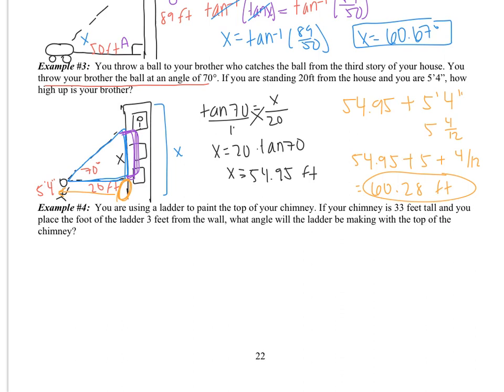Okay, you should have gotten an answer of 5.19 degrees. If you did not get that, then you got the answer wrong. The question was, what angle will the ladder be making with the top of the chimney? One hint I have for you is that you should not have found the angle of elevation. So if you got this question right, awesome, move on. If you didn't, make sure you stop right now and fix the issue.